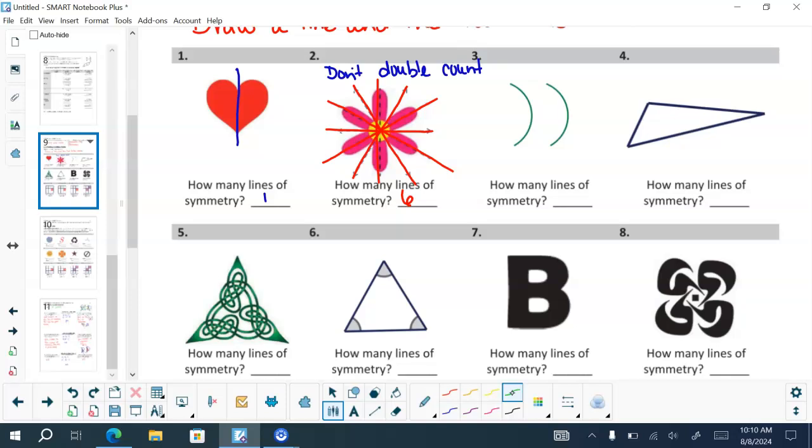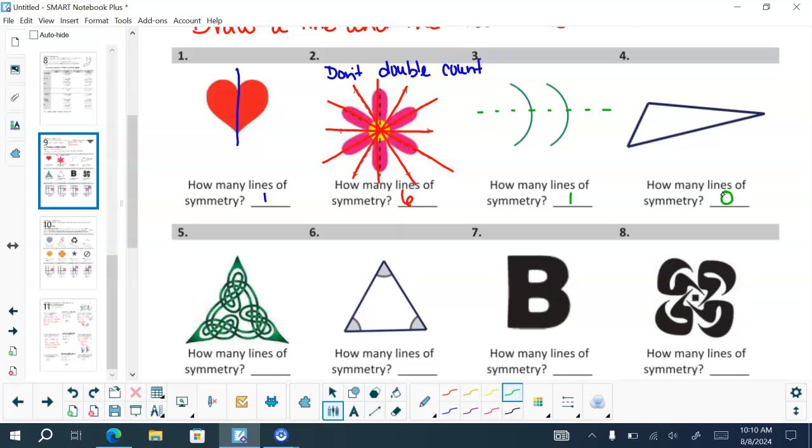All right, so you want to be careful on some of these. A couple of them are a little bit tricky. Okay, and again, remember I said when you're trying to find lines of symmetry, you can draw any line you want. So it can go in any direction. All right, so for 3, the line that you're going to use goes across like this. So that has 1 line of symmetry. 4 has 0 lines of symmetry. There is no way to cut that triangle.